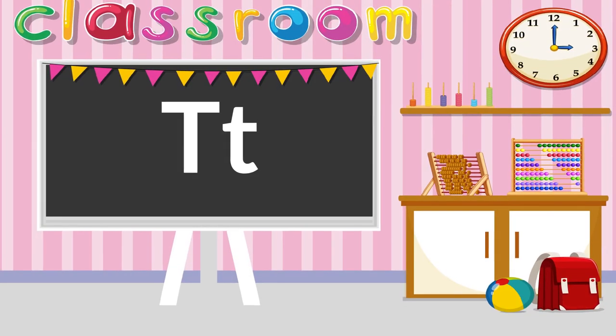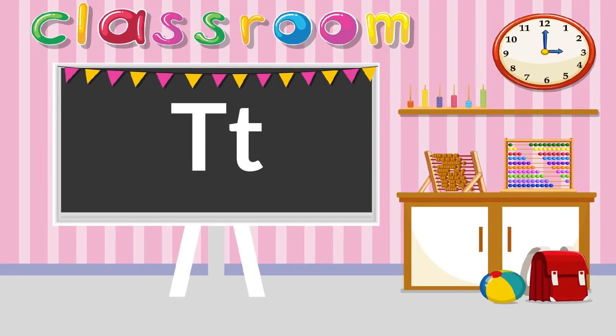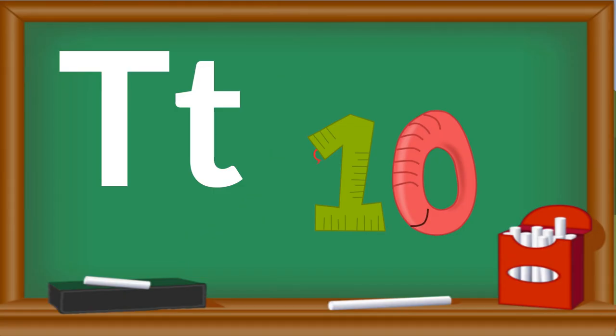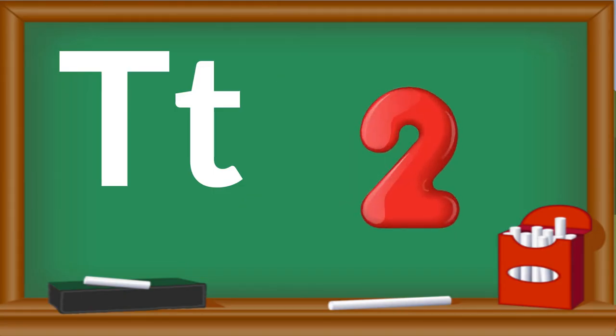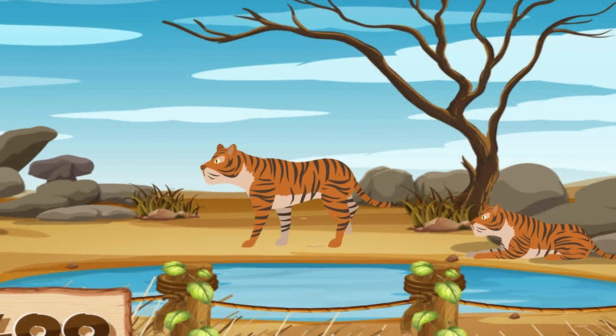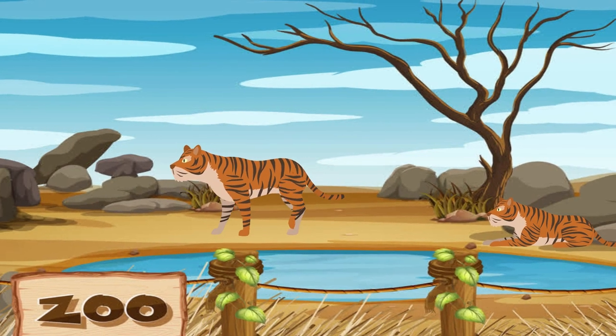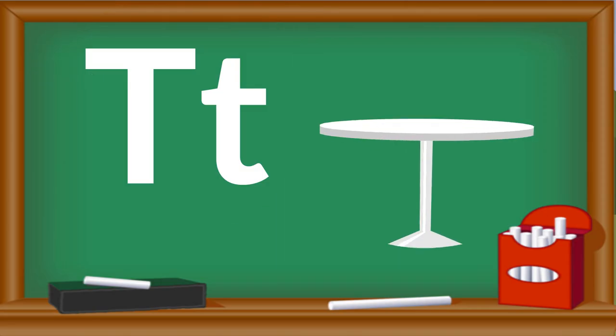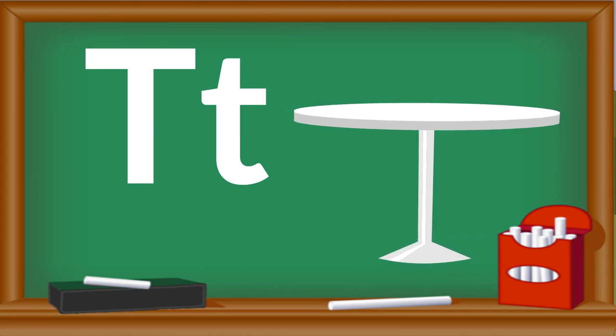Let's make tea and enjoy, you and me. Tea is for 10 and tea is for 2. Tea is for tiger of the zoo. Tea for table, that is true.